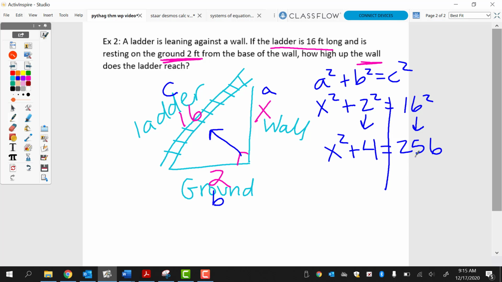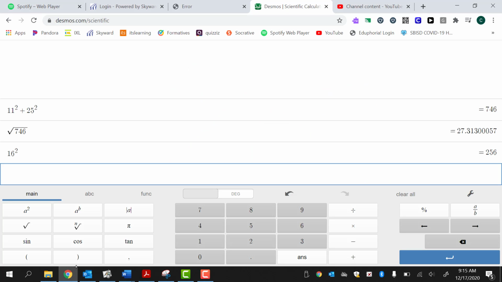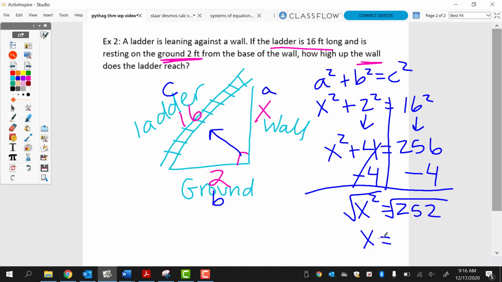So now I got to move 4 to the other side. We know that means I got to subtract 4. Cancels. I'm left with x squared equals 256 minus 4 is 252. And then we're going to square root. So let's square root 252. Again, we're going to do it to the nearest tenth. So 15.87, the 7, does it make the 8 bigger or keep it the same? Makes it bigger. So final answer should be 15.9.